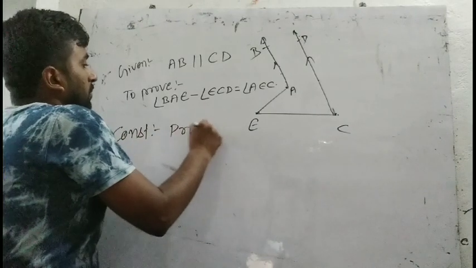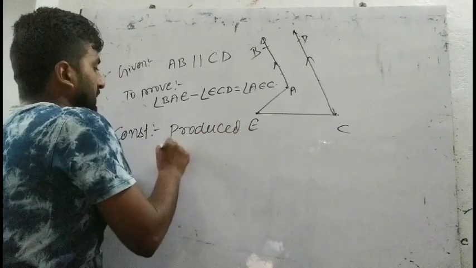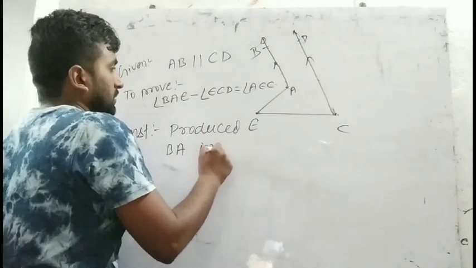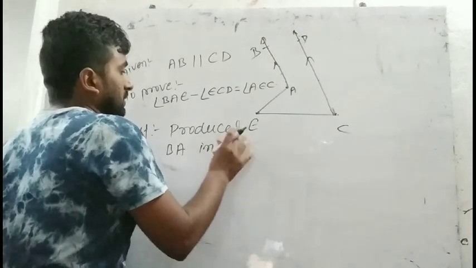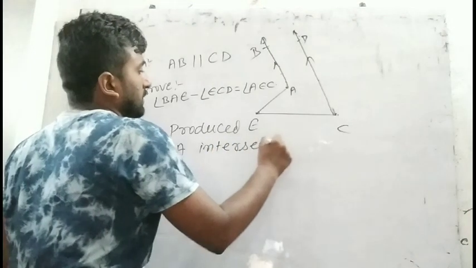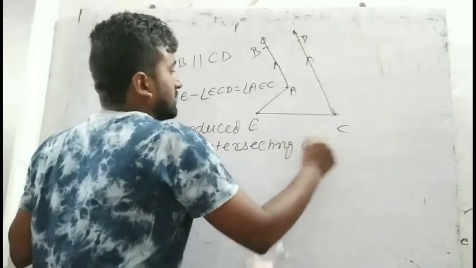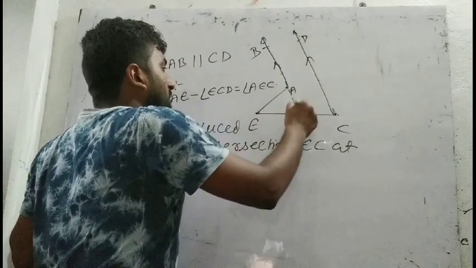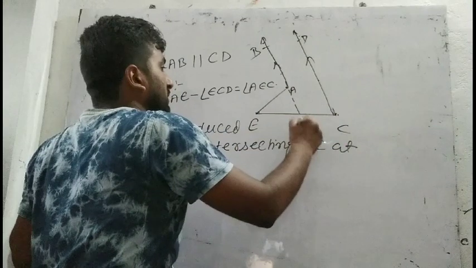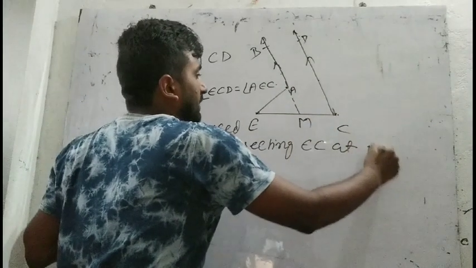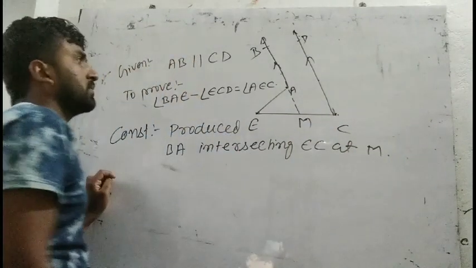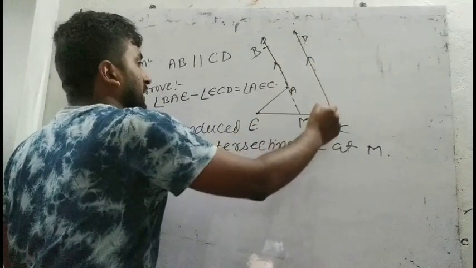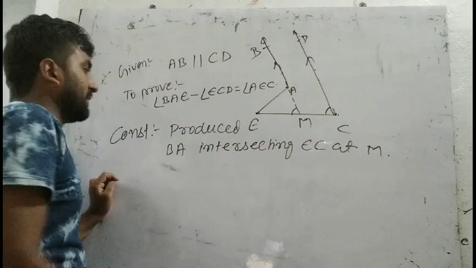Produce BA intersecting EC at here. Produce BA intersecting EC, suppose this is M, intersecting at M. Okay. Now AB is parallel to CD, so this angle is equal to this angle by corresponding angles.